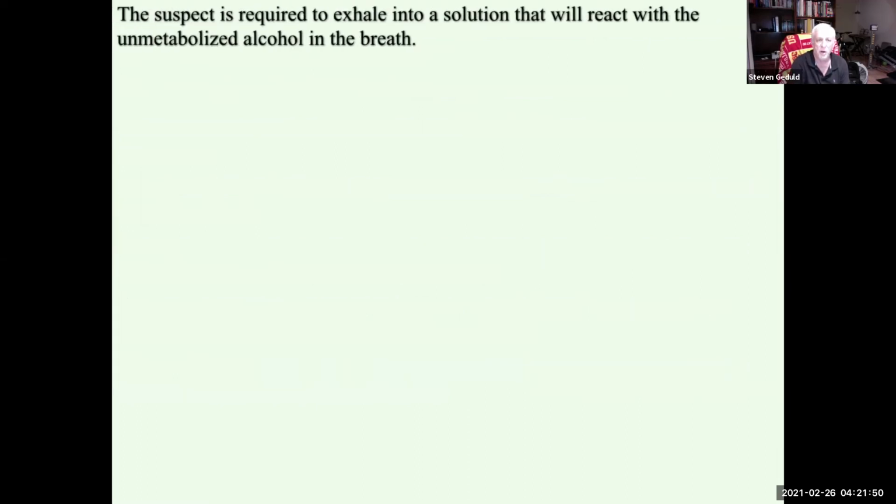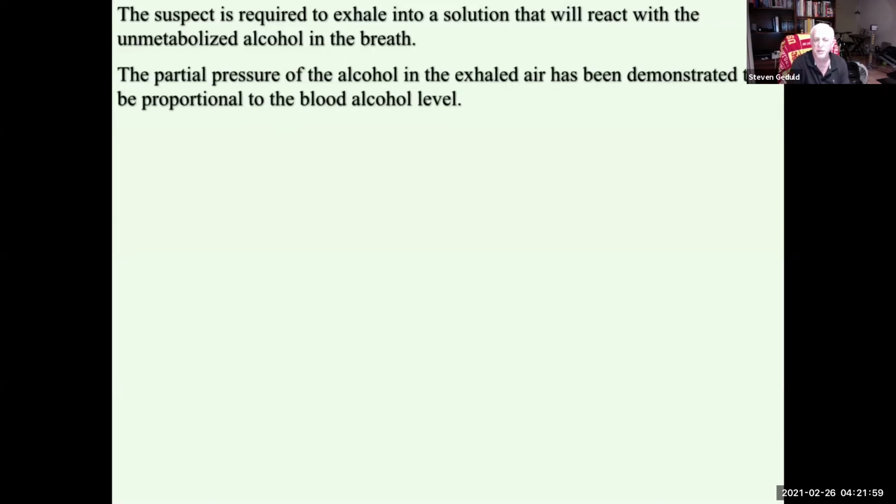The person is required to exhale into a solution that will react with the unmetabolized alcohol in the breath. So it reacts with the ethanol. The partial pressure of the alcohol in the exhaled air is proportional to the blood alcohol level. So how much ethanol you breathe off, the partial pressure, lets you know how much alcohol is in the blood.